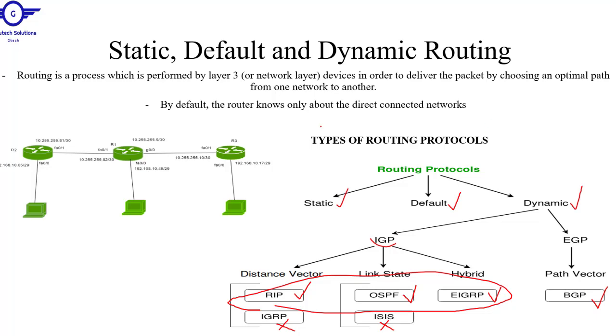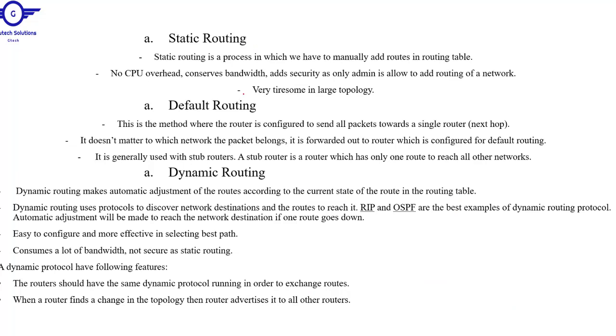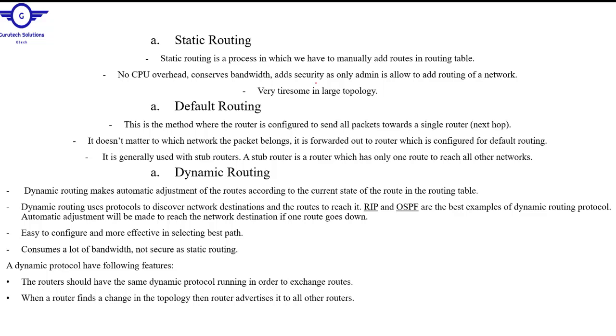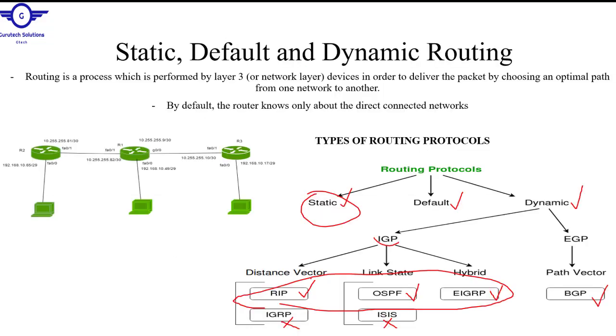So as I said earlier, we need to start with static routing. Static routing is just a process in which we have to manually add routes in the routing table. There's no CPU overhead, it consumes no bandwidth, and it adds security, as only the admin is allowed to add routes to the network, although it's very tiresome. For example, in this topology here, when we want to configure static routing on this table, we have to add it manually so that this router here knows that router 3 is here.